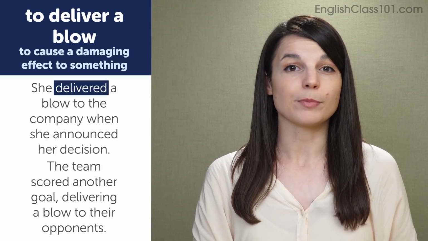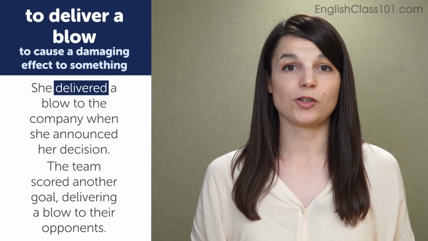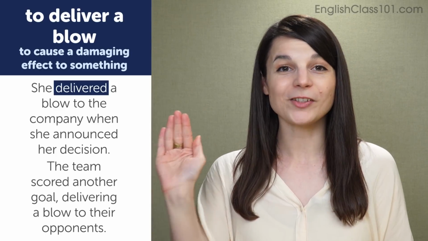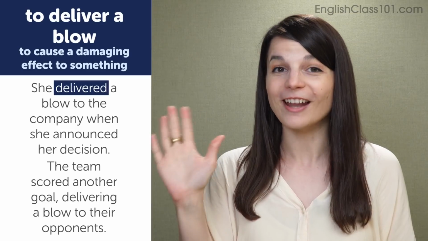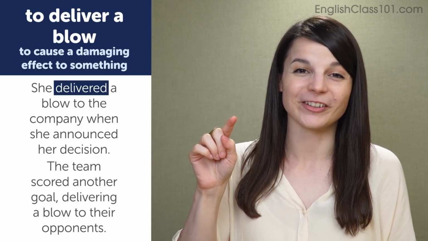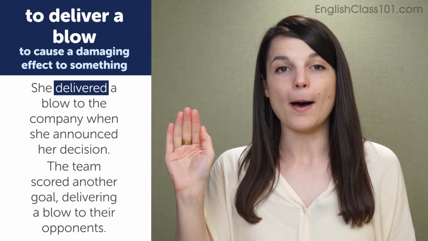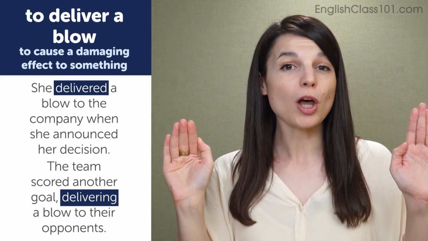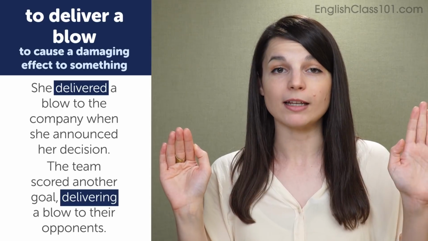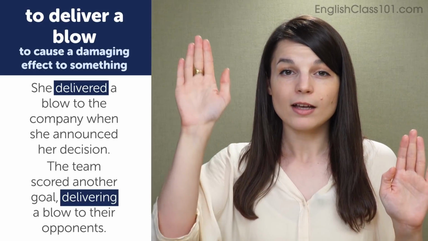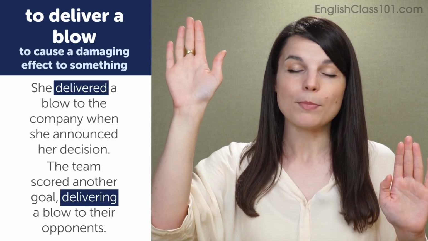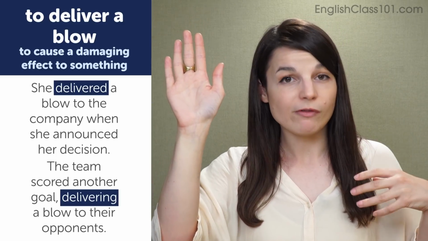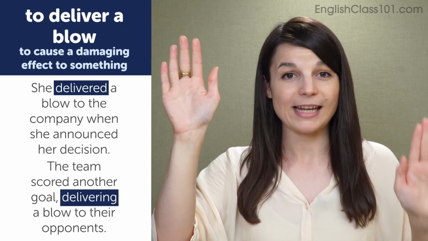In the second example sentence, we see it in a sports situation. So Team A scored another goal. So we see another goal, meaning there was a previous goal or goals already. But the team scored another goal and delivered a blow to their opponent, so Team B. So that means Team A, their score went up, and Team B's maybe motivation or morale was damaged.